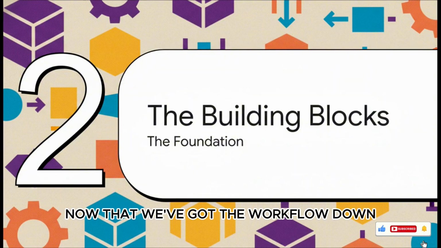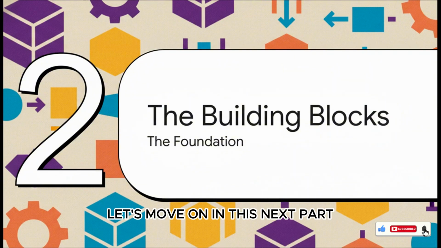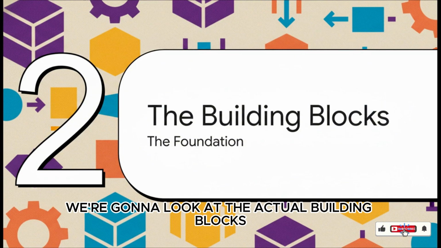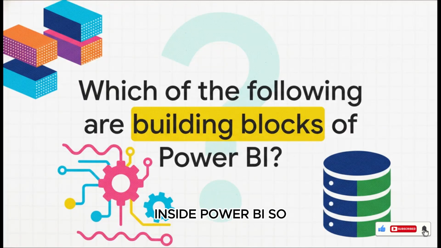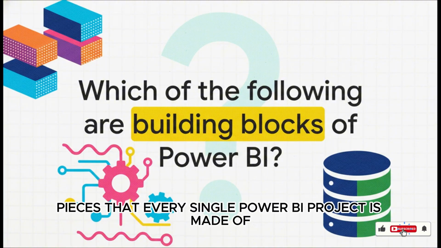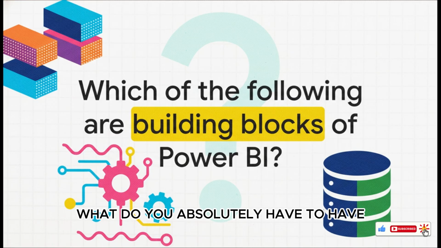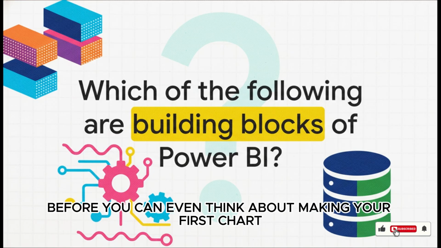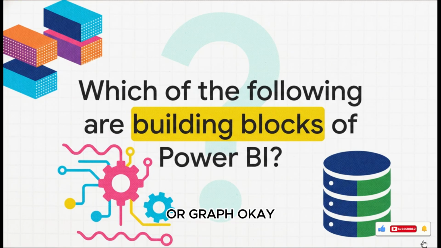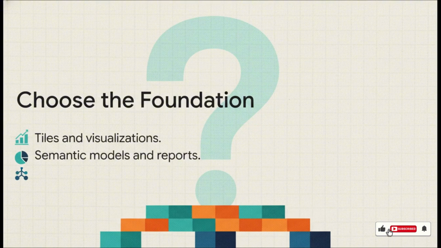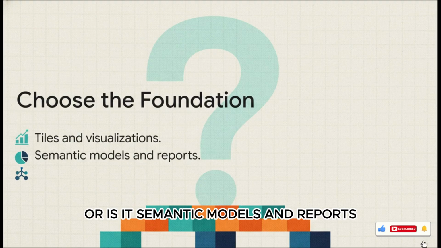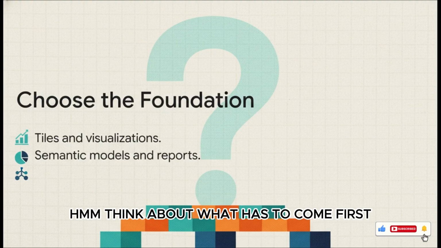Great, now that we've got the workflow down, let's move on. In this next part, we're going to look at the actual building blocks, the fundamental stuff that you work with inside Power BI. So what are the most basic pieces that every single Power BI project is made of? What do you absolutely have to have before you can even think about making your first chart or graph? Okay, you've got two choices here. Is it tiles and visualizations? Or is it semantic models and reports? Think about what has to come first.